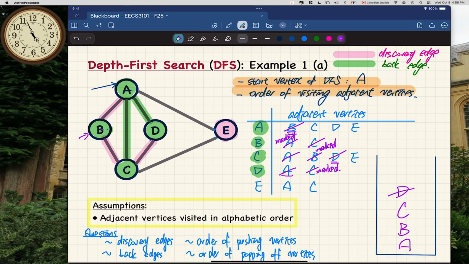What will be the next one to handle? C. So we go to C here. If you look at C here, we have already handled A, B, and D. What's really left is E. Right? So now what should that be? Discovery edge. Right? It's going to be a discovery edge. Going to here, and then I'm going to mark that vertex to be visited.